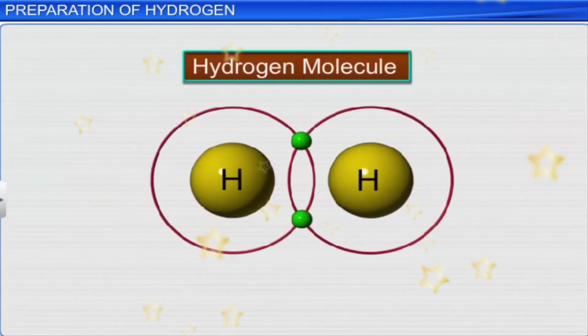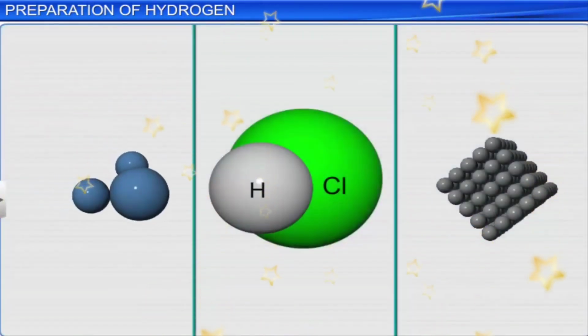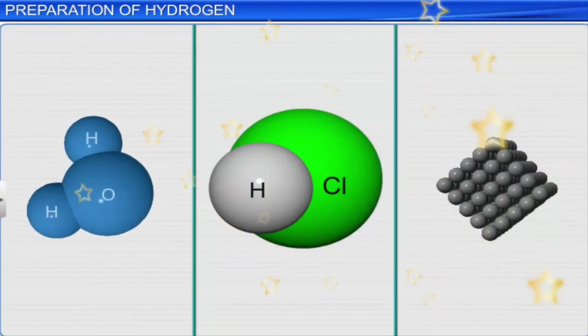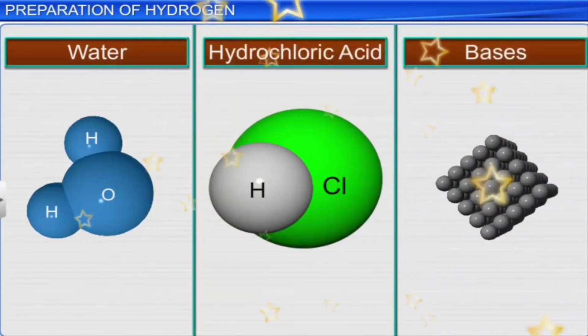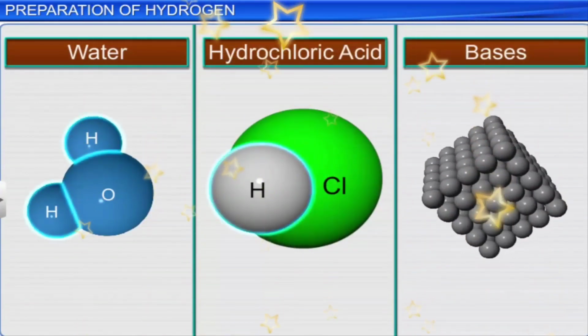Seen that hydrogen gas is very light and so rises in the atmosphere. Have you ever wondered how hydrogen is obtained? Hydrogen can be prepared from compounds like water, acids and bases, as they all contain hydrogen.